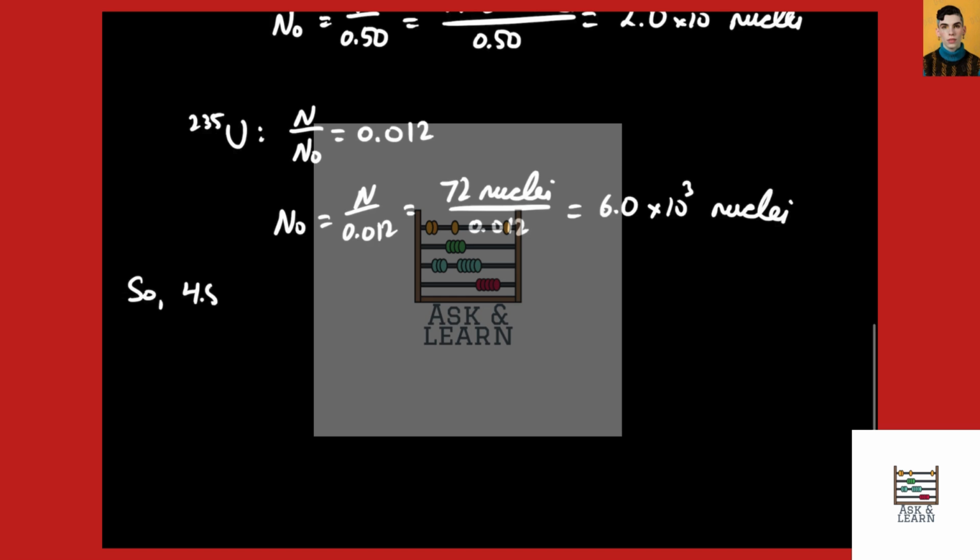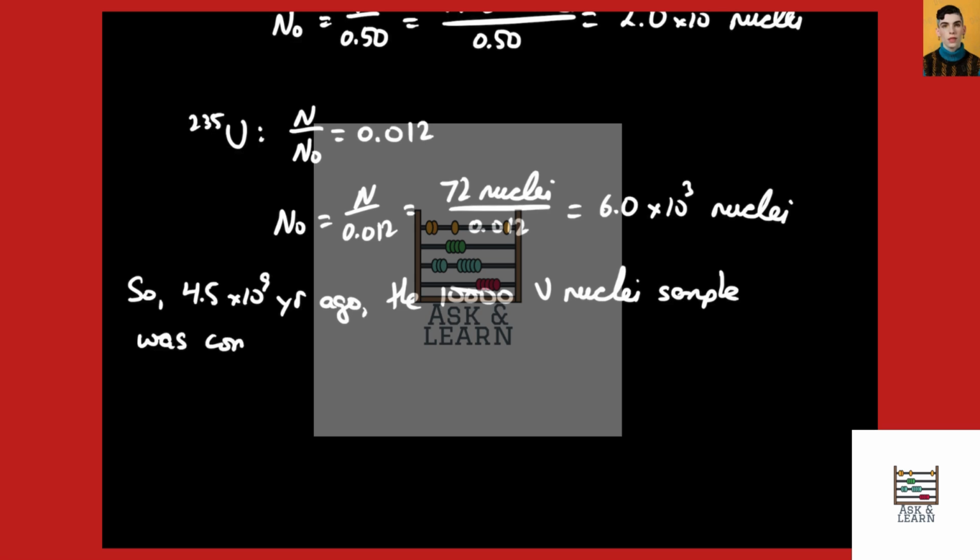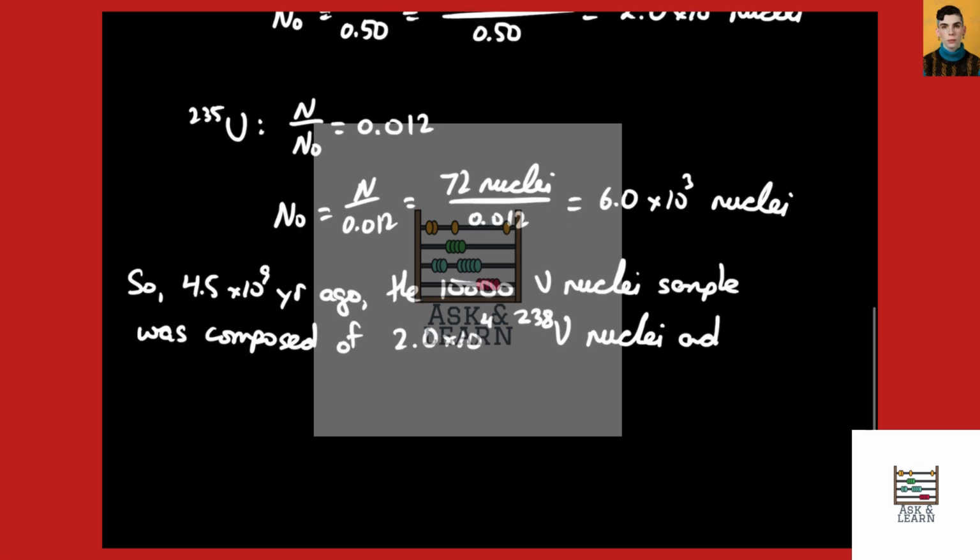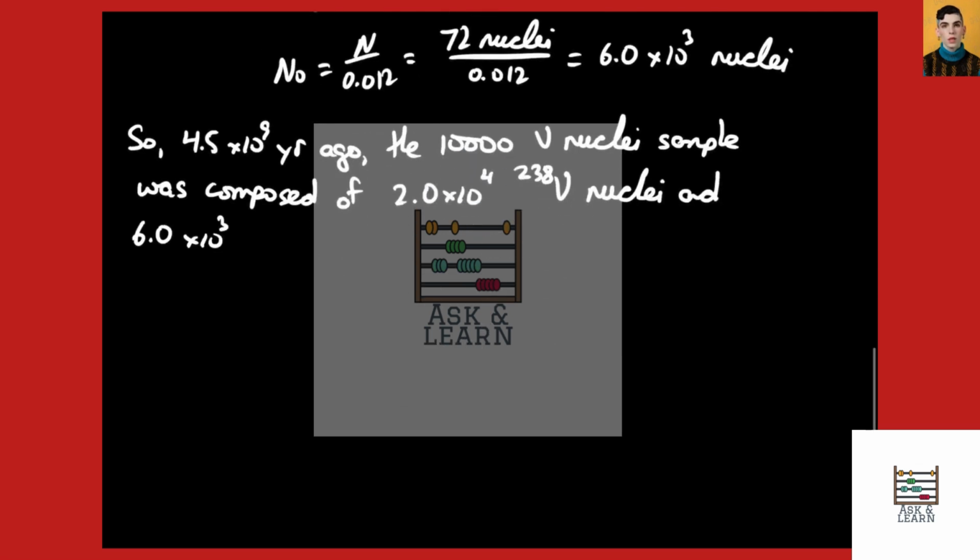So 4.5 billion years ago, the 10,000 uranium nuclei sample was composed of 2.0 times 10 to the 4th uranium-238 nuclei and 6.0 times 10 to the 3 uranium-235 nuclei.